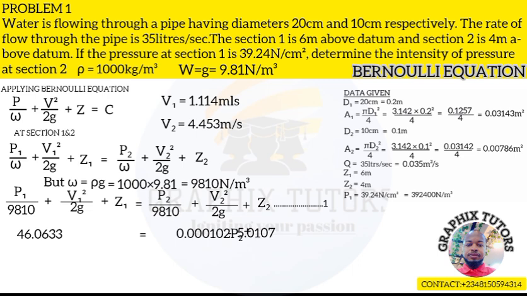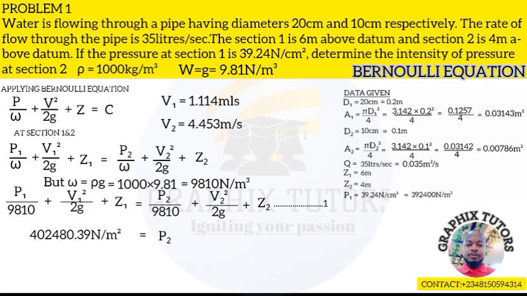So we have 46.063 minus 5.0107, because when you take 5.0107 to the left hand side, it becomes minus. When you subtract, you have 41.053 equals 0.000102 P2. If you make P2 the subject of the formula, P2 will be equal to 41.053 divided by 0.000102. And if you divide it, you have 402,480.39 Newton per meter square.